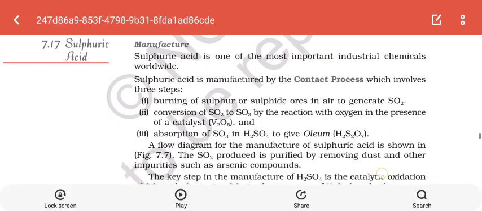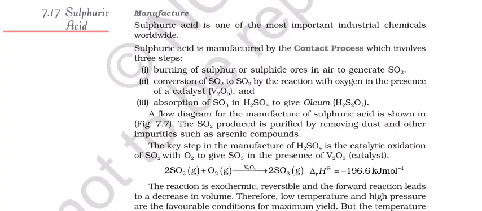Sulfuric acid. Manufacture. Sulfuric acid is one of the most important industrial chemicals worldwide. Sulfuric acid is manufactured by the contact process, which involves three steps: burning of sulfur and sulfide ore in air to generate SO2, conversion of SO2 to SO3 by reaction with oxygen in the presence of a catalyst, and absorption of SO3 in H2SO4 to give oleum. A flow chart of the manufacture of sulfuric acid is shown in figure 7.7.